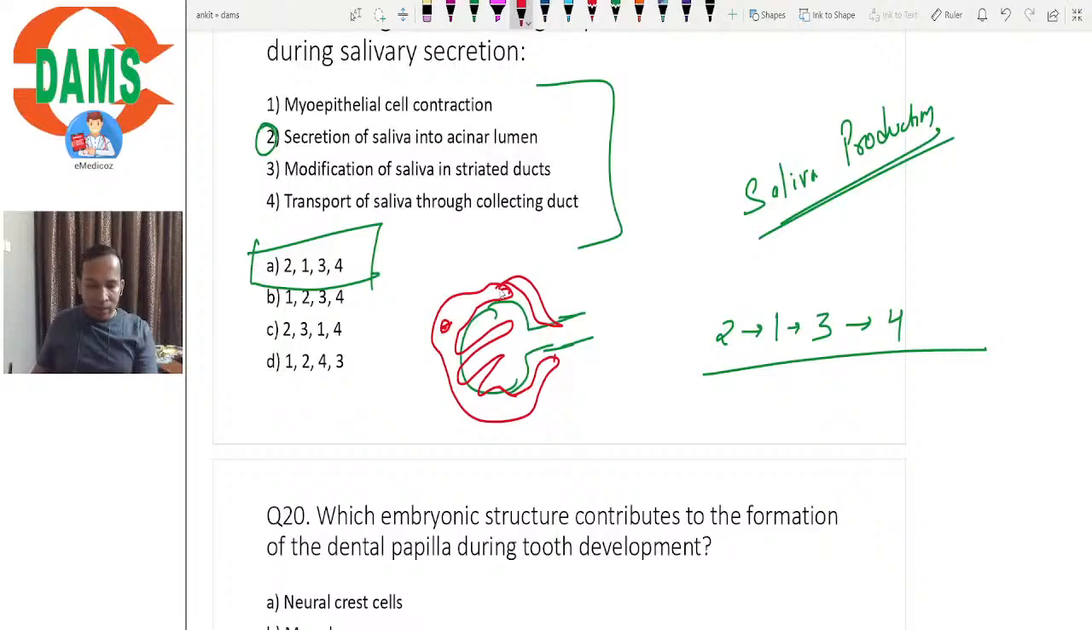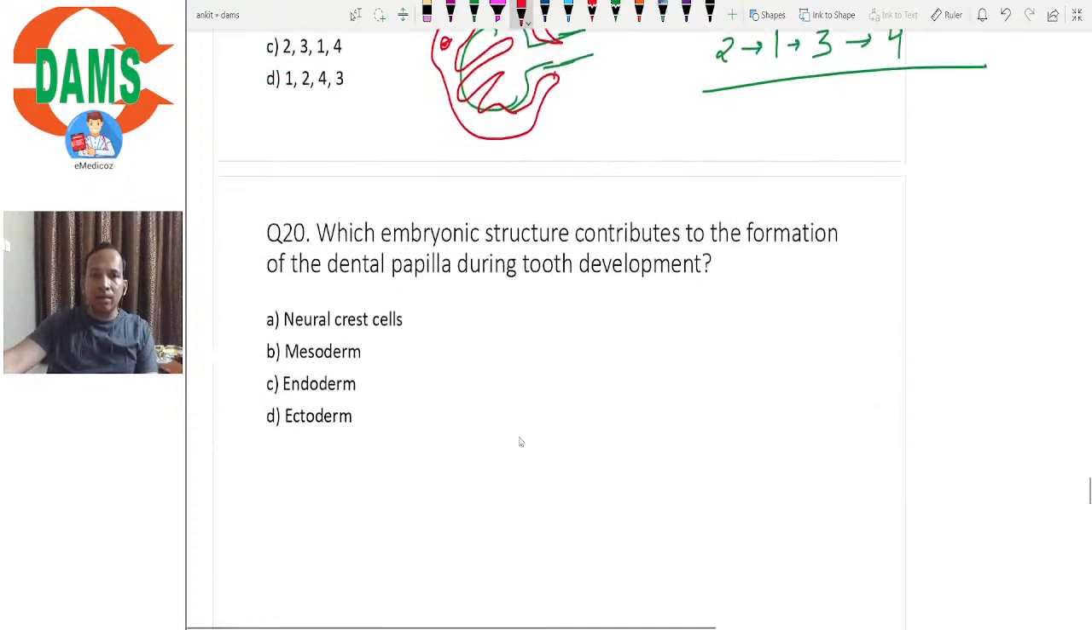Does it also exert its effect on the intercalated duct? So the myoepithelial cell contracts the acini and it also compresses the intercalated duct, right? So myoepithelial cells are seen associated with both acini and the intercalated duct.